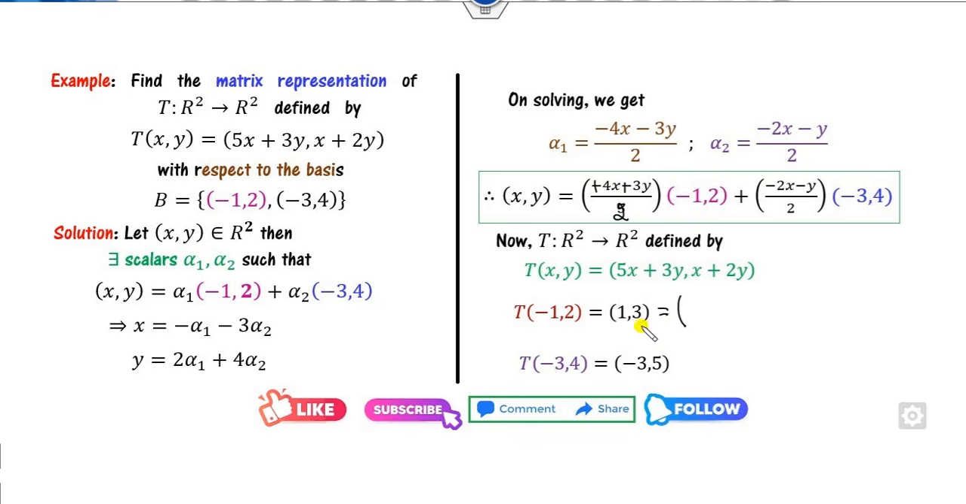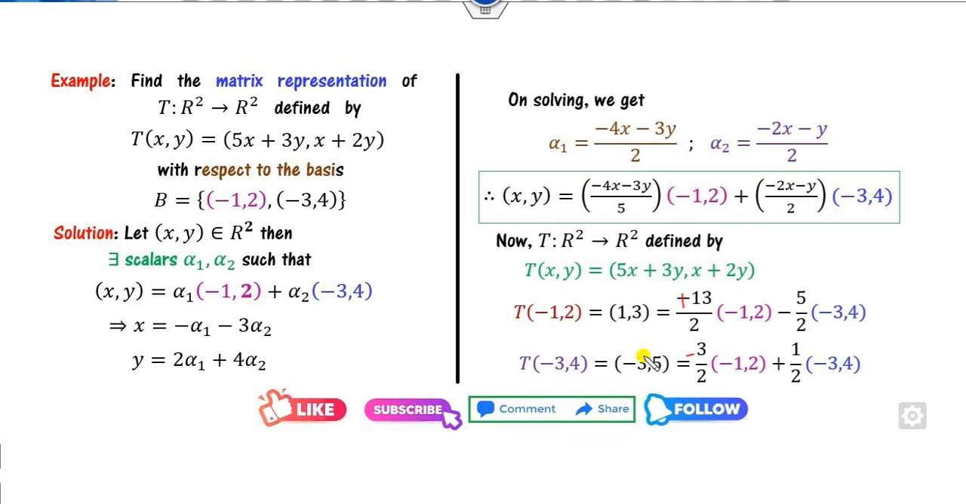Fine. Now you can calculate this value. So when x is 1, y is 3, it is 4 plus 9, that is 13 divided by 2, plus x is 1, y is 3, so minus 3 minus 2, that is minus 5 divided by 2 of minus 3 comma 4. Again you can check your answer whether it's the same or not. So it is plus 13 by 2. Fine. Similarly, if I substitute minus 3 and 5, you will get this number.